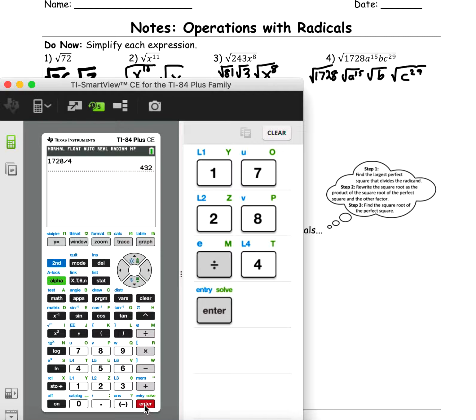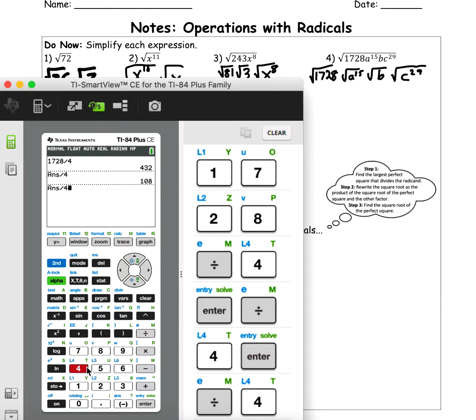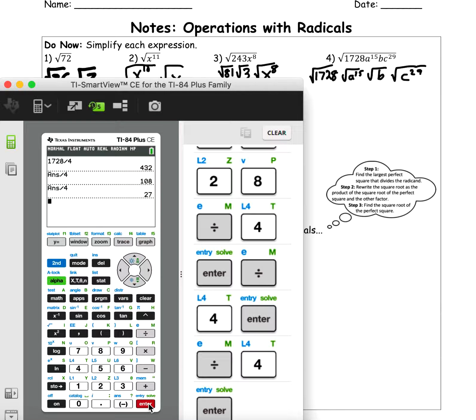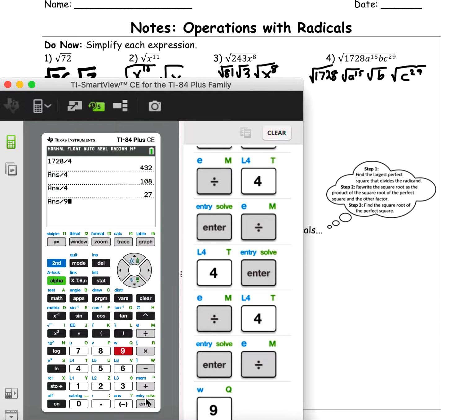Okay, it's divisible by 4. So 432 times 4 is 1728. Let's take our quotient, 432, and divide that by 4 again. That is again divisible by the perfect square of 4. We still have another even number, so that might be divisible by 4 again. Look at that. It is divisible by another 4. And we have 27. Is there a perfect square that divides 27? Yeah, there's 9. So if I divide 27 by 9, I get 3.